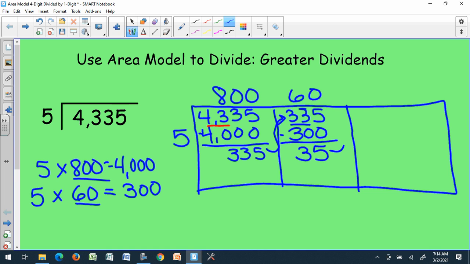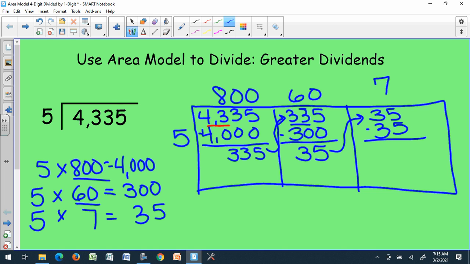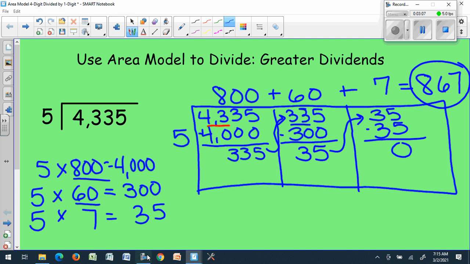And I like that one because that is a perfect fact, because I actually know that 5 times 7 is exactly 35. So my 7 is going to go on the top. 7 times 5 is 35. To subtract, and I get 0. So I look, and my answer, I have to add these numbers up, 867. Why don't you pause the video and check that in your notebook.